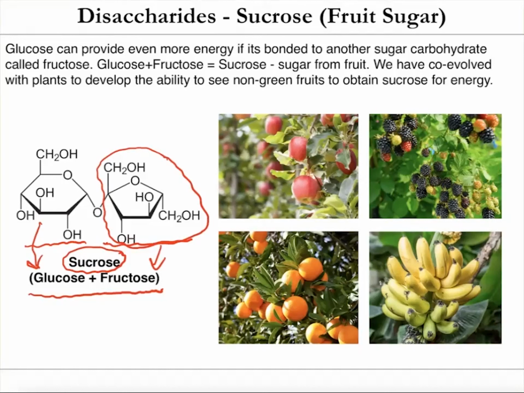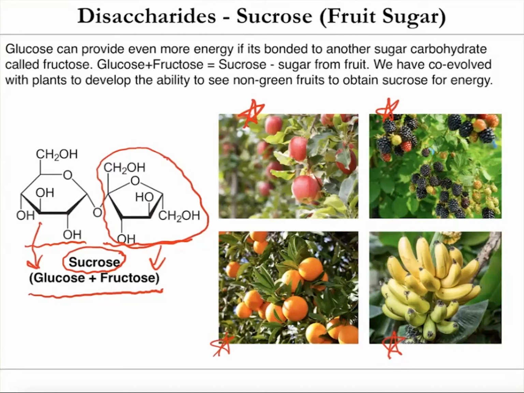One interesting thing about humans, and especially other primates, is that we have co-evolved with plants to develop the ability to see non-green fruits in trees. So we have really good color vision, unlike a lot of other mammals. Dogs can't really see these types of colors very well. But us, as well as monkeys and other primates that live in the trees, we've developed a really good ability to see things like red colors, blue colors, orange colors, yellow colors, so that we can see these fruits, which are sources of sucrose, basically, in the trees.